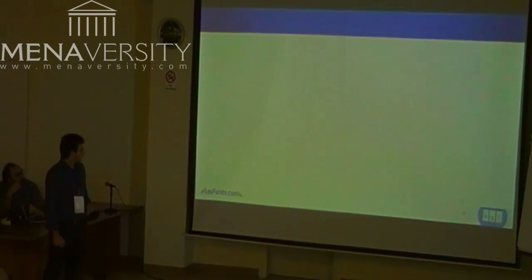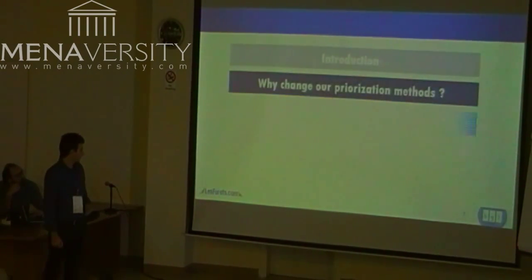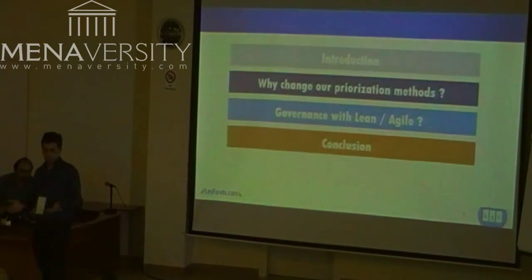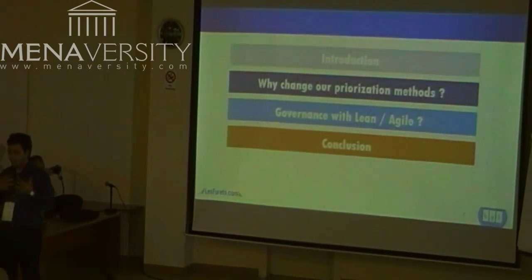So, how did we get there? These are the topics we're going to cover. Who are we? Why did we change the way we work? When we talk about Agile, Lean, whatever the method, I actually don't care personally. How can we do governance with such a method? And as a conclusion, where do we stand today?